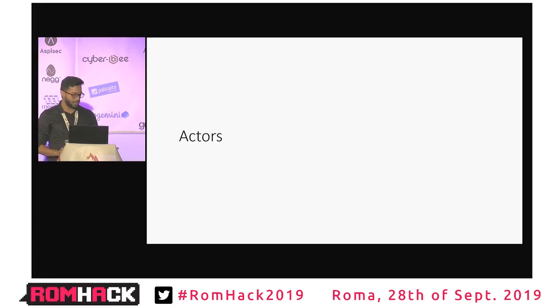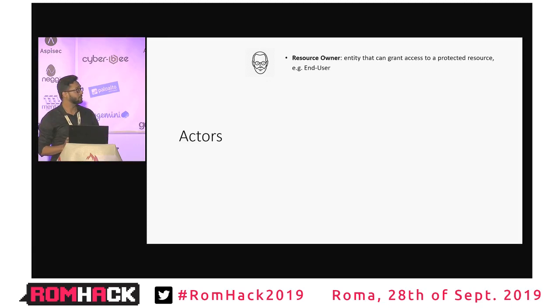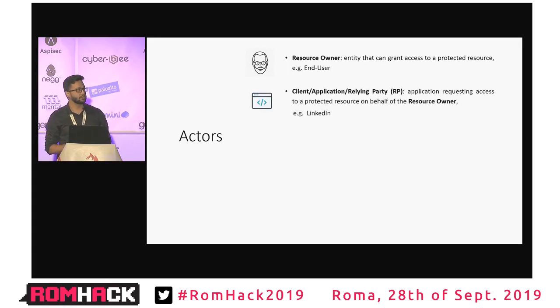Before we go ahead and discuss the flow of OAuth, I want to introduce some entities that are involved in a typical OAuth flow. The first one is the resource owner. This is the end user who can grant access to the protected resources he owns. Then you have the client, or the application, or the relying party. This is the entity that is requesting access to the resources owned by the end user. This was LinkedIn in our case.